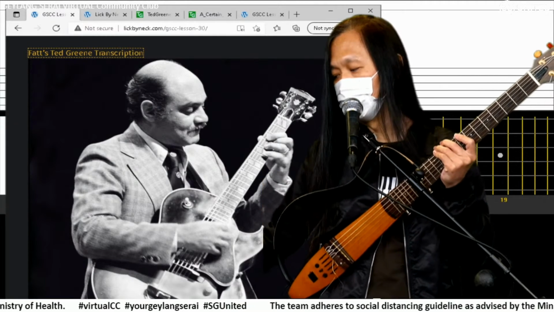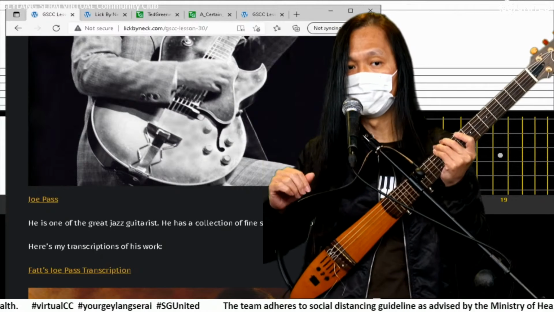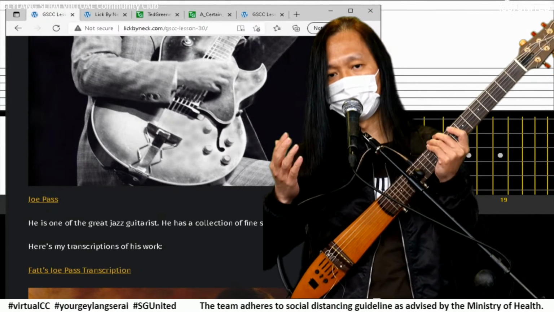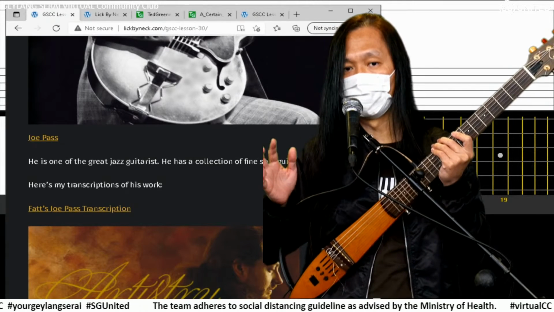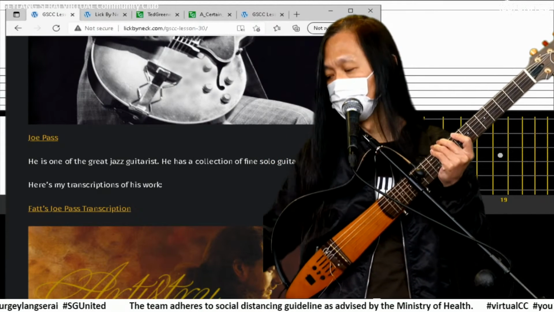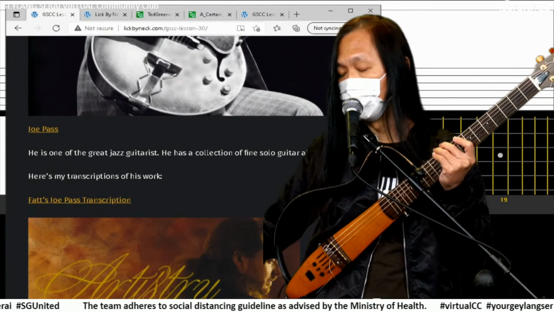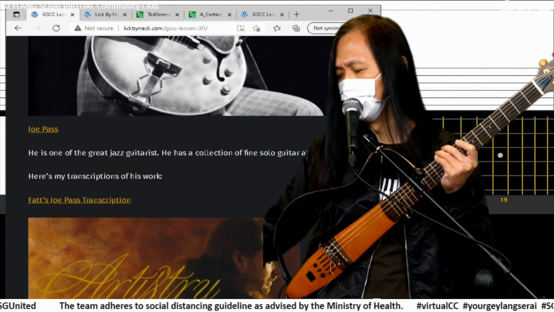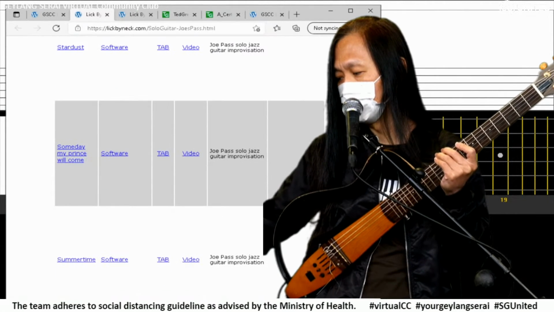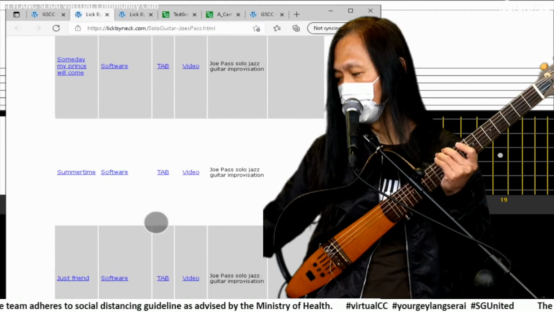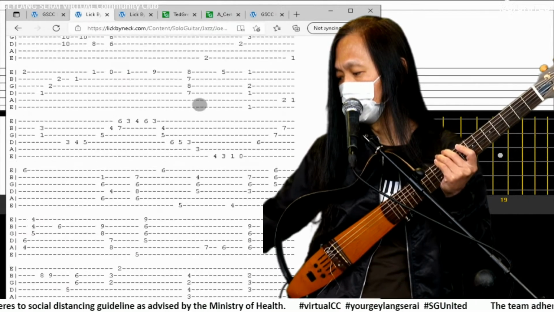jazz guitarists. There's one period of his career he focused on solo guitar playing, and he also did a duet with the great Ella Fitzgerald. So you guys can go check out the album. And I also picked, I think, 12 of his solo guitar pieces and transcribed them. So Stardust and over here. So you can take a look. For example, I transcribed this one over here.